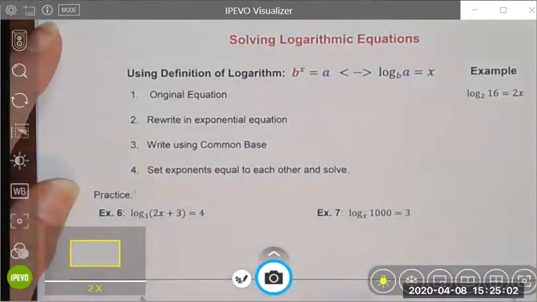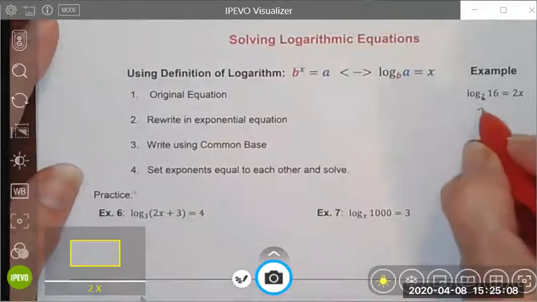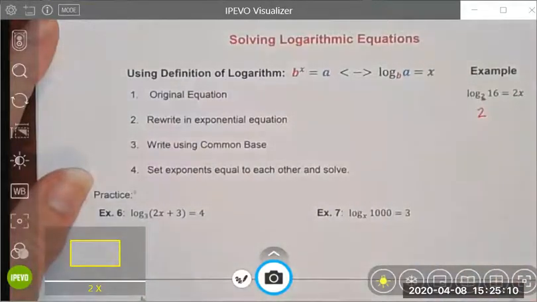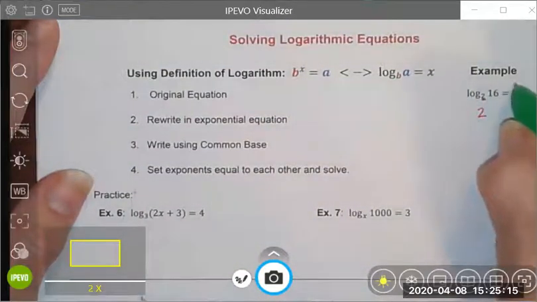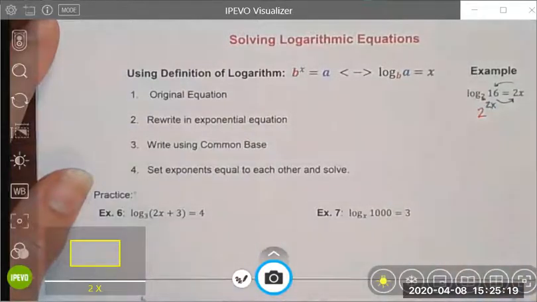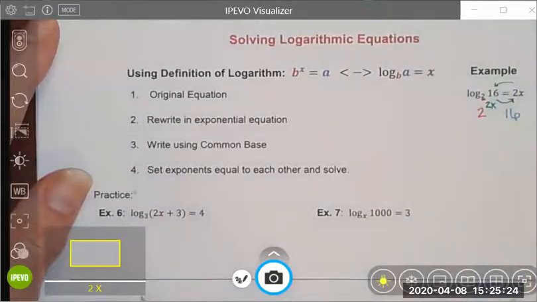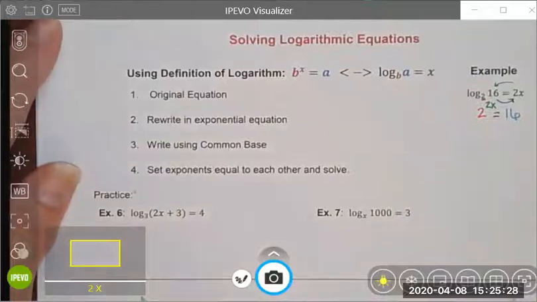Let's try that now. The first thing I need to do is write this as an exponential equation. I identify 2 as my base. In this case, my exponent, if I do my log roll, becomes 2x, and I know that this is all going to be equal to 16. I've done my log roll, and now I have an exponential equation that I can solve by finding common bases.